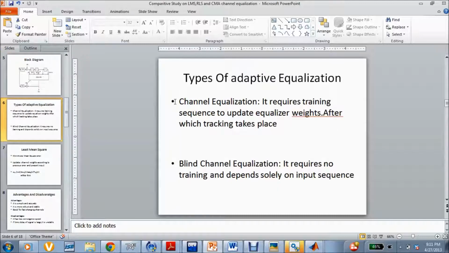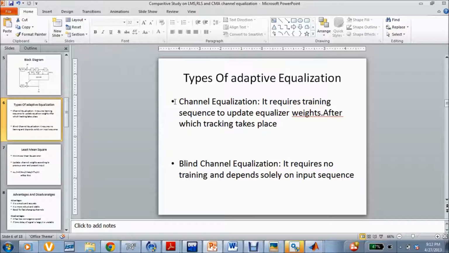So we'll see the types of adaptive equalization. There are basically two types. One is channel equalization. As I mentioned before, equalization works on the concept of updating the weights. Here the weights are updated based on the error, and the error is calculated from the difference between the output of the equalizer and a reference signal. This reference signal is obtained from the transmitter and is usually the original signal. So based upon the error, the weights are updated.